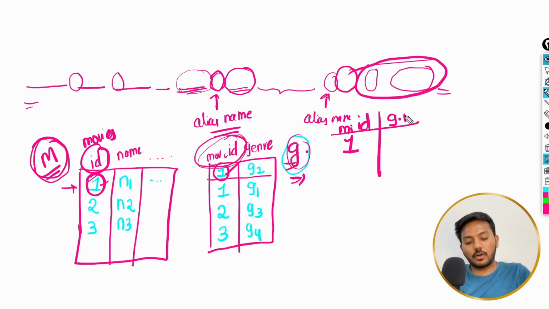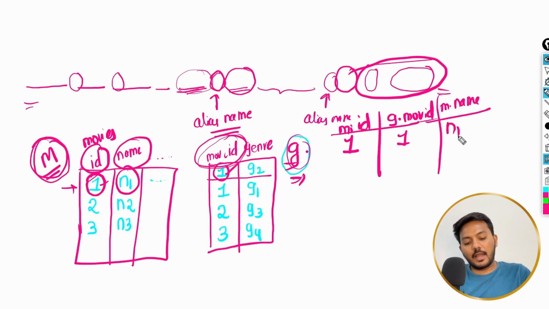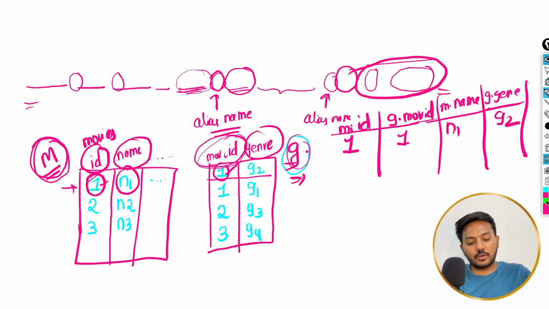I will say g.movie_id. Let's assume like this, I will get 1, and let's say I want to get m.name, and I will get n1, and I will also get g.genre, and I will get here G2, because this is my first record, right? I have a connection of 1 from this table to this table, and I have a genre as G2, and this also has a connection in the second record as well, right?